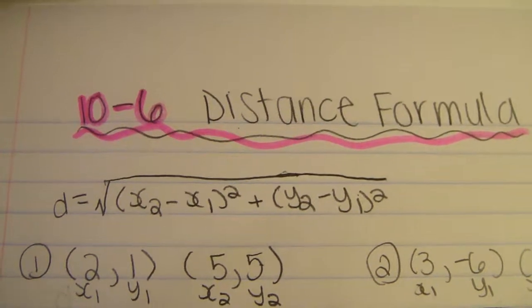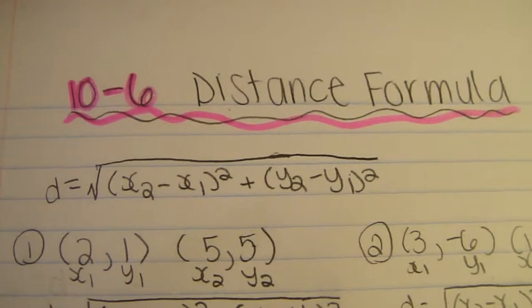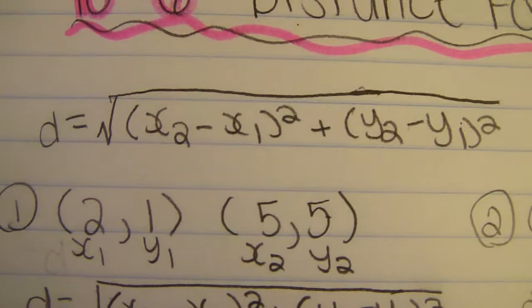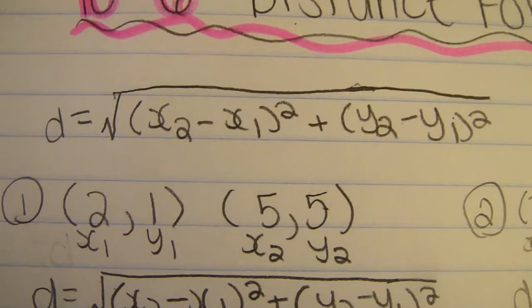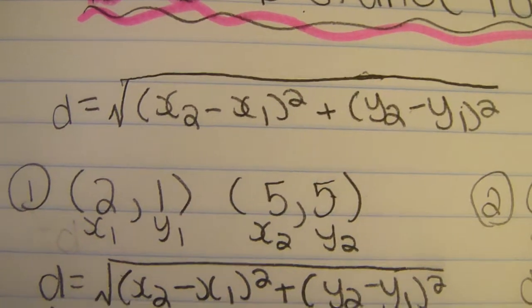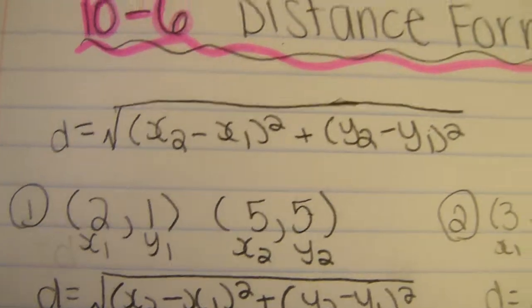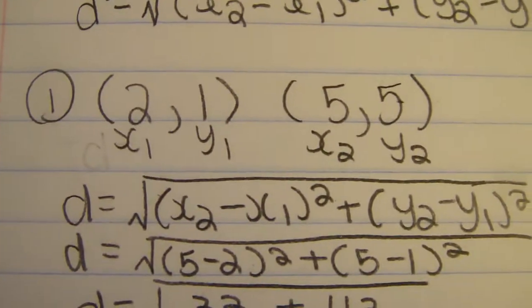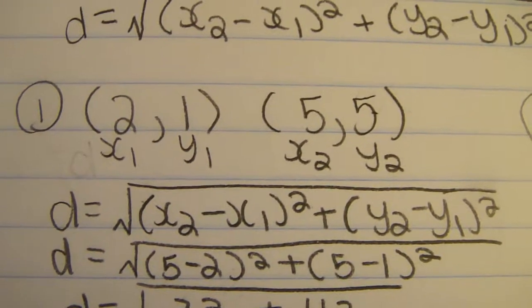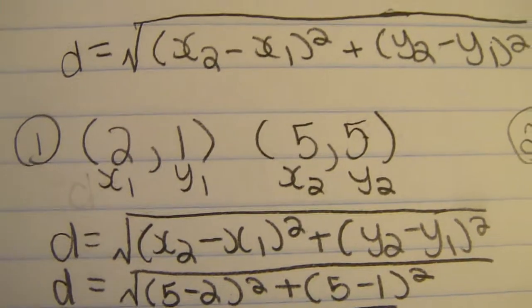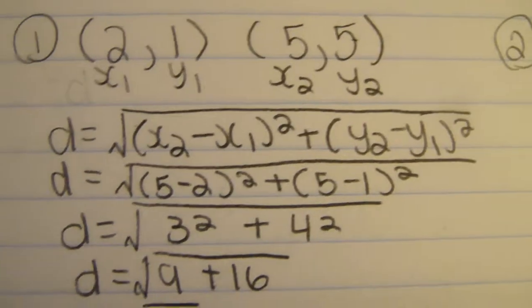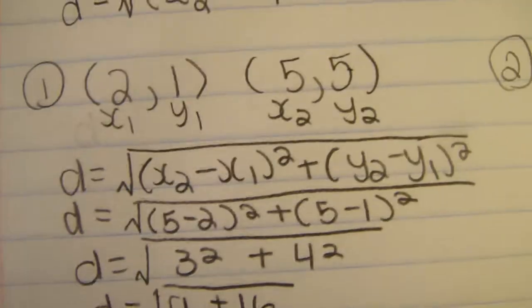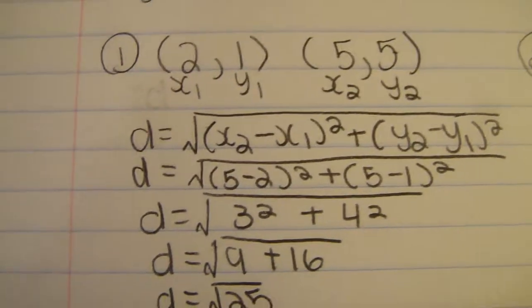Okay, so I'm going to be talking about 10-6, the distance formula. The distance formula is the square root of (x2 minus x1) squared plus (y2 minus y1) squared. The first problem is the distance between the coordinates (2, 1) and (5, 5). I wrote down the formula just to help me remember.